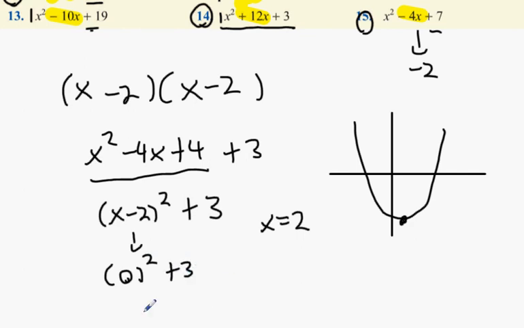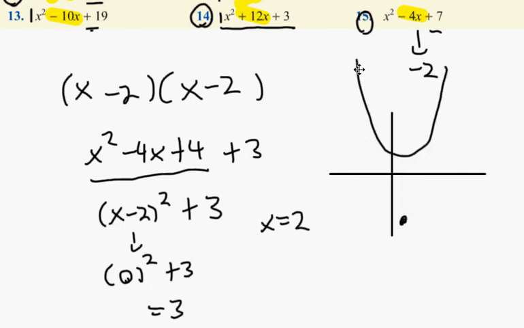And what's the other value then? 3. If I do this properly, this will be the point. This is the point x equals 2, y equals 3. So the point (2, 3) is the minimum point on the curve. You can check that out using your calculator if you want. You just put the original one into the table function and you'll see that it's at its lowest point at (2, 3).